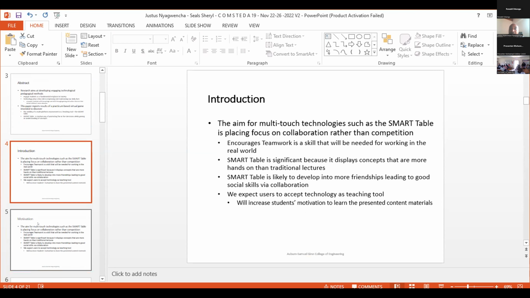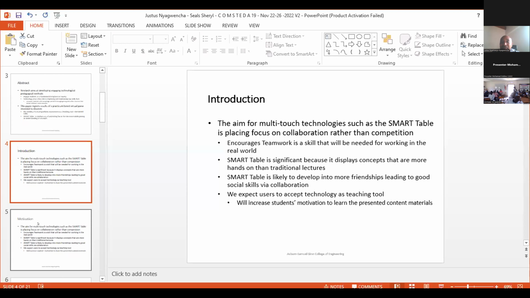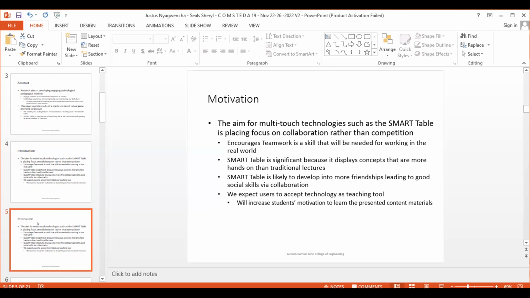The aim of our study was that we wanted to use multi-touch technology, which is the smart table from Smart Technologies, to motivate them, because when students play games, they are so motivated about the games. You don't have to tell them anything about it.